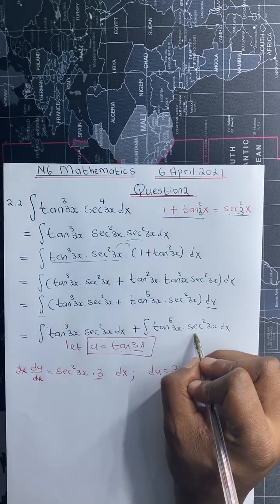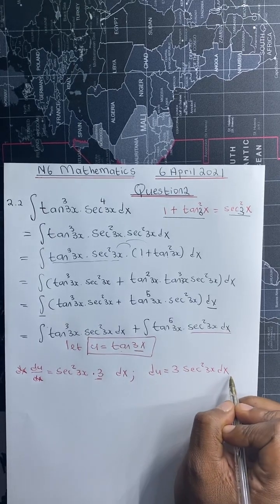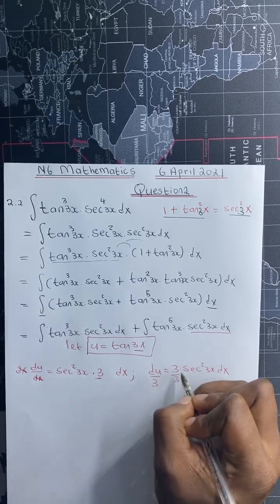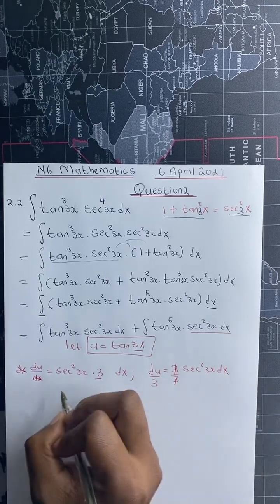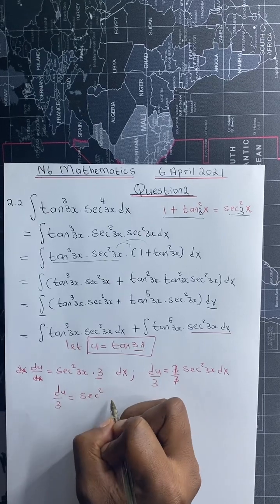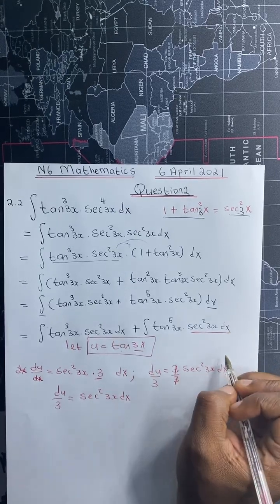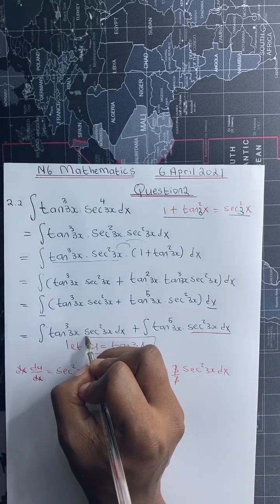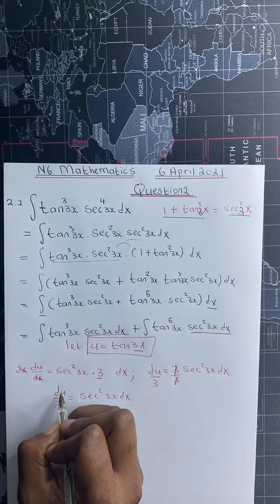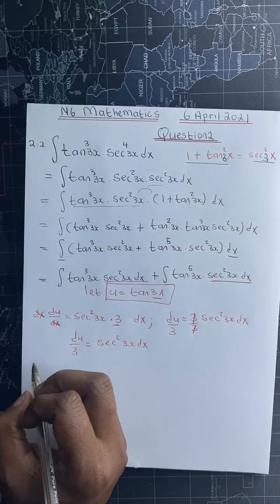We can make dx the subject of the formula and substitute it there, or we can use the mirror method, where we see that we have sec squared 3x dx here, and here we have 3 sec squared 3x dx. So we divide both sides by 3. That 3 will cancel out with that 3, and du over 3 will be equal to sec squared 3x dx. So in the place of sec squared 3x dx, we will substitute du over 3, and in the place of that sec squared 3x dx as well, because du over 3 is equal to sec squared 3x dx.